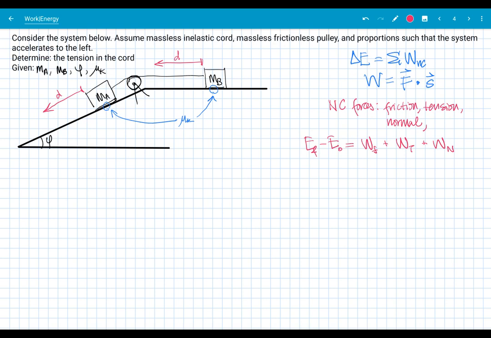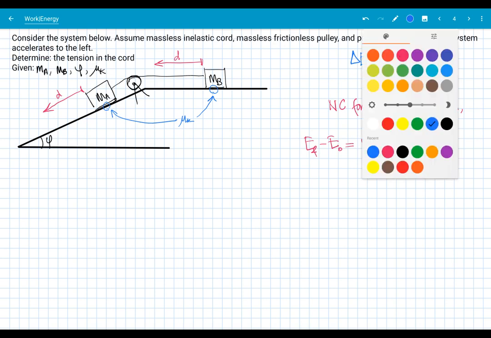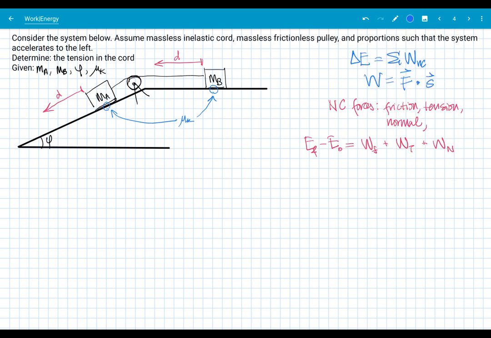Okay, so let's start taking inventory of our energies. Let's say the initial energy is when we release the system from rest. So where's our energy there? Well, we don't have any kinetic energy. And do we have gravitational potential? We can look at mass B. Mass B is just traveling horizontally.